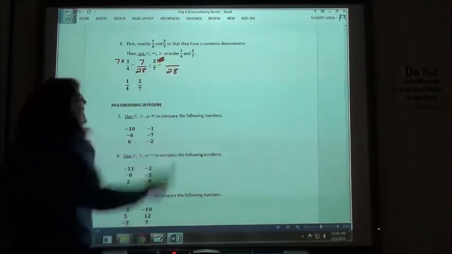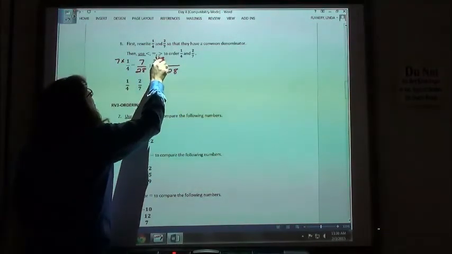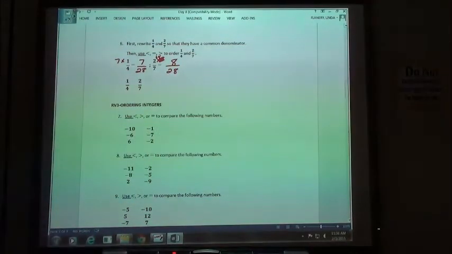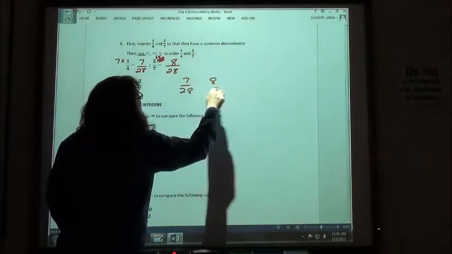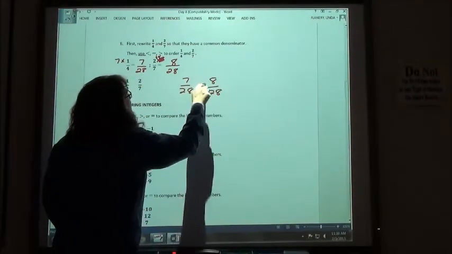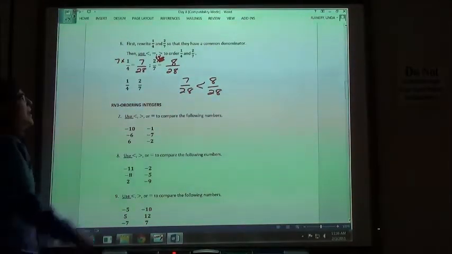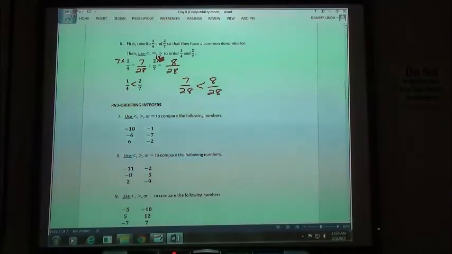I better do that again. 7 goes into 28 4 times. 2 times 4 is 8. Sometimes my head works faster than my hand and my mouth. So 7 went into 28 4 times. 2 times 4 is 8. I'm comparing 7 28ths to 8 28ths. We know that 7 is less than 8, so 7 28ths is less than 8 28ths. That means 1/4 is going to be less than 2 sevenths.